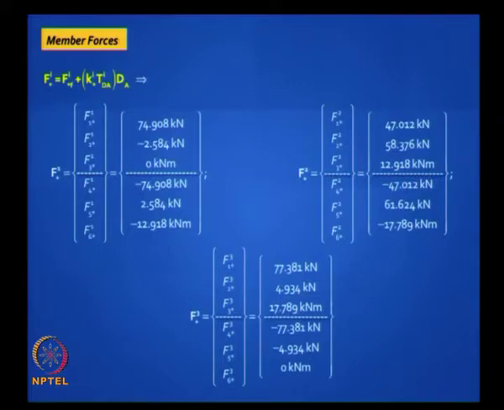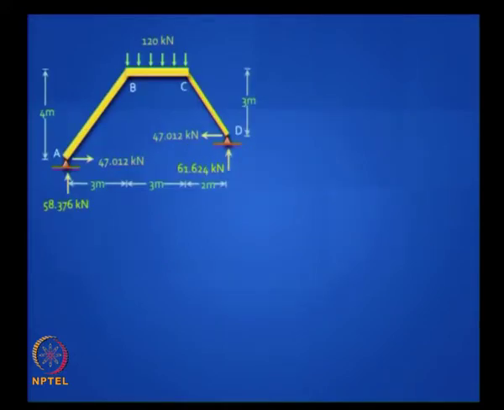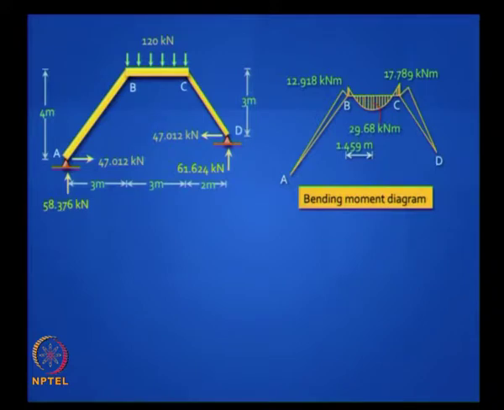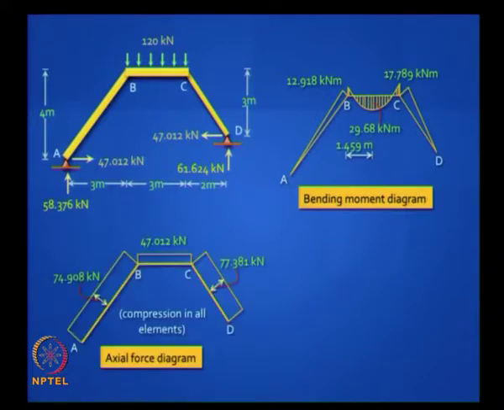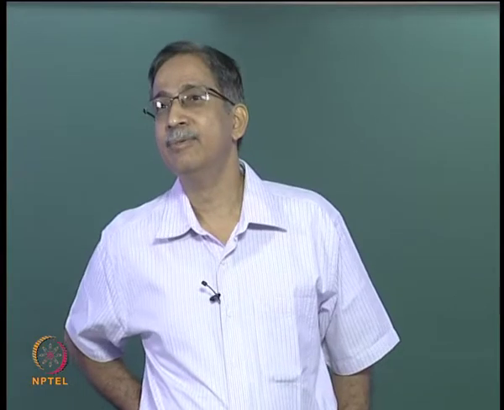Next, last step, find the member forces by using the TD matrix, and draw the free body diagrams, and draw the bending moment diagram, the axial force diagram and the shear force diagram. All this can be done, and compare these results with the results we got earlier by the slope deflection method, not moment distribution, because moment distribution is not good when you have sway. You will find that they are almost identical.